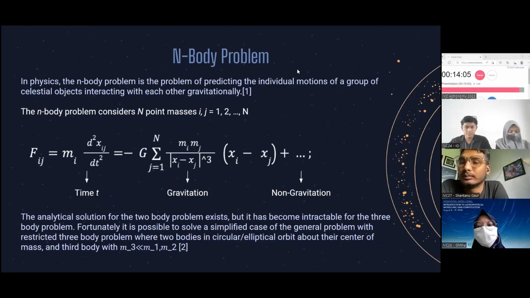The analytical solution for the two-body problem exists, but it becomes intractable for the three-body problem. Fortunately, it is possible to solve a simplified case of the general problem with the restricted three-body problem, where two bodies are in elliptical orbit about their center of mass, and the third body has the biggest mass. So numerical simulation is needed for studying systems of three or more objects.